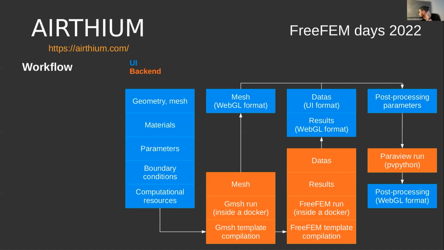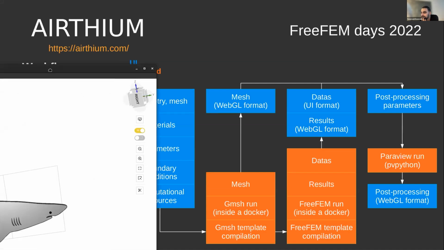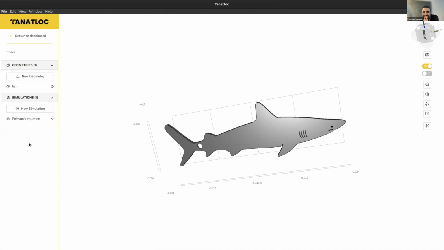After that, the FreeFEM template is compiled and run, that outputs the result in data, and it is converted again to a format to see it in the browser. And after you can parameterize the post-processing, and again that runs in parallel, takes the input, and outputs a result as visualizable things. So for example, I don't think there is a fish on the web, so I think I found a shark.